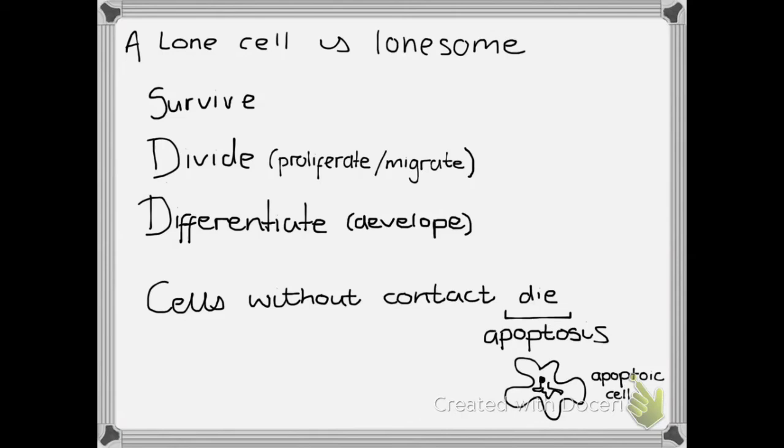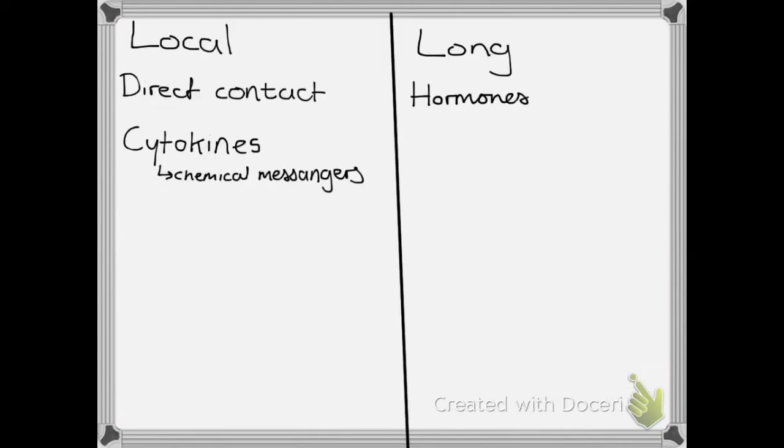So welcome back to cell signalling. We're going to be talking about types of signalling today. So your basics of signalling are you've got two types, which is your local, which occurs with direct contact basically between cells using cytokines, which are a type of chemical messenger. And then you have long distance, which is the use of hormones.